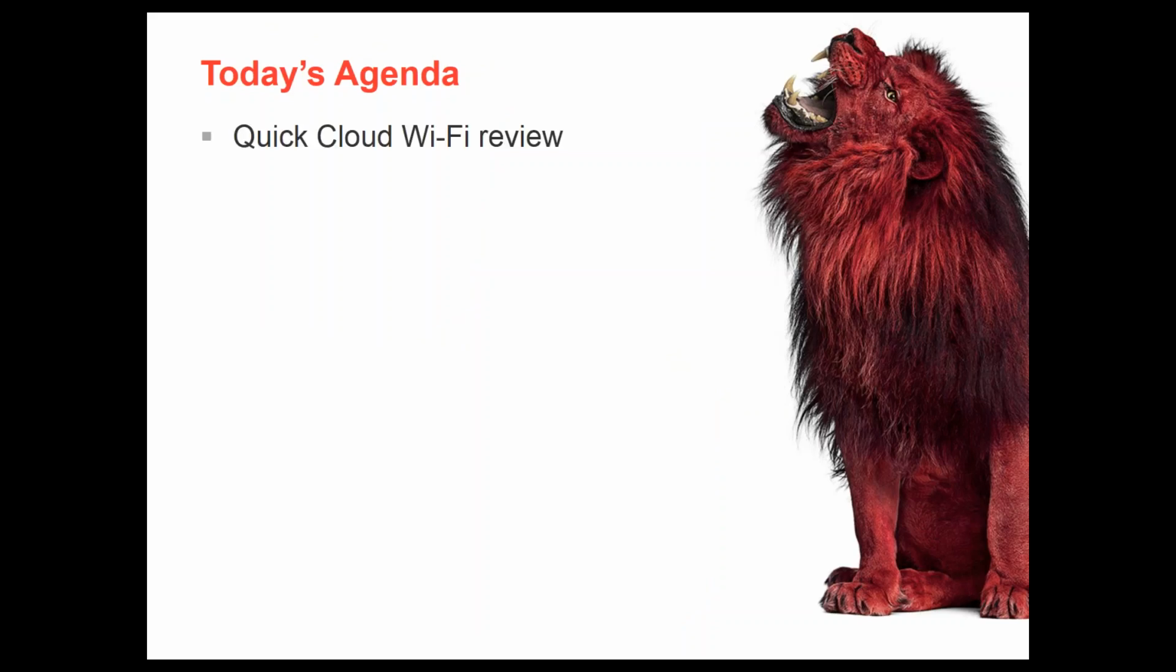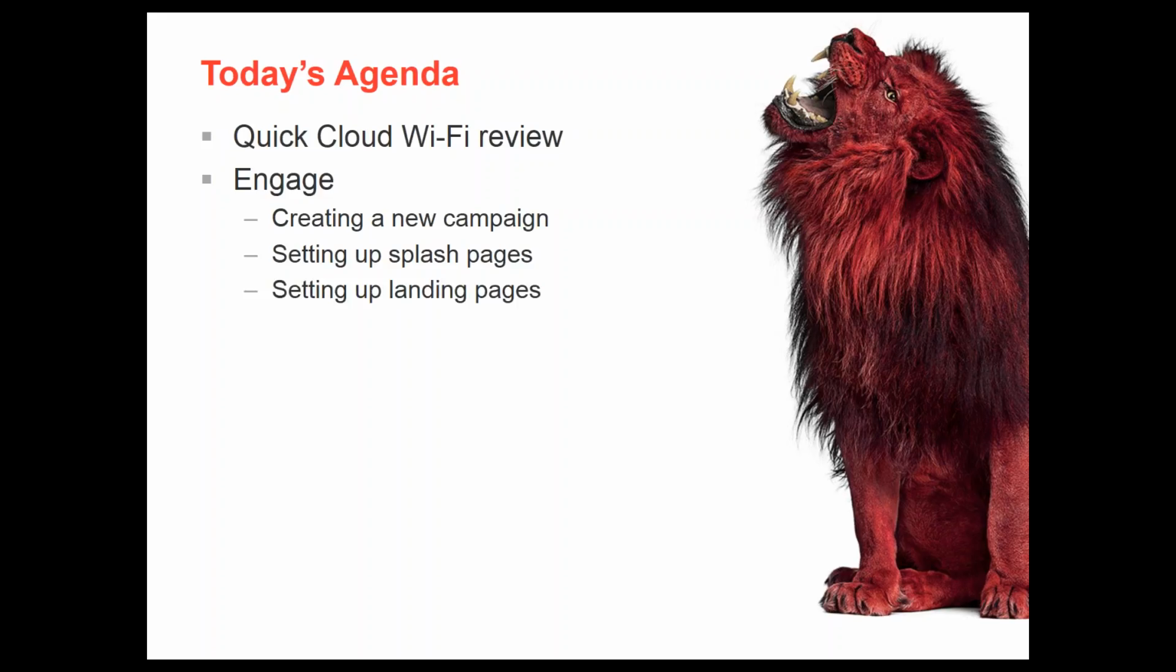On today's agenda, we're going to do just a quick recap of our cloud Wi-Fi solution, just for the folks that might not have been in sessions 1 and 2. And then we're going to go over the engagement part of Wi-Fi, and that covers creating a new campaign, setting up the splash pages and landing pages that make up a campaign, and then also looking at coupons and SMS messages, so 2 things that you can integrate into your campaigns that will engage your end users, your customers, anybody that's connecting to your guest Wi-Fi.